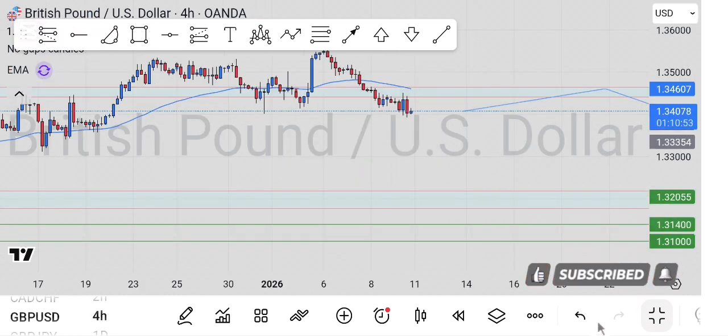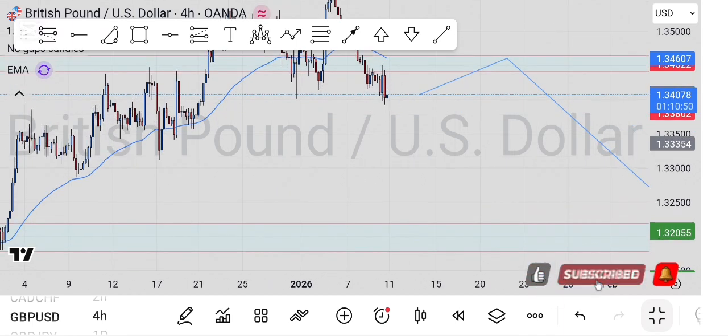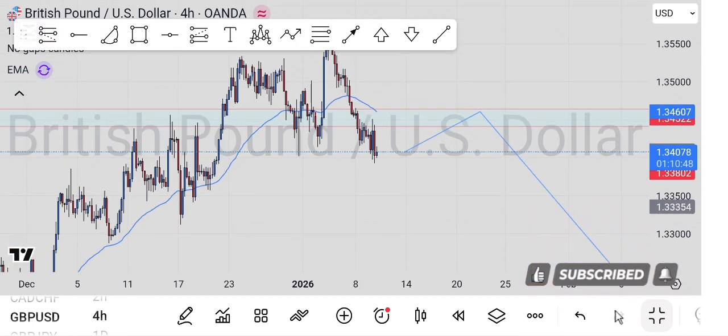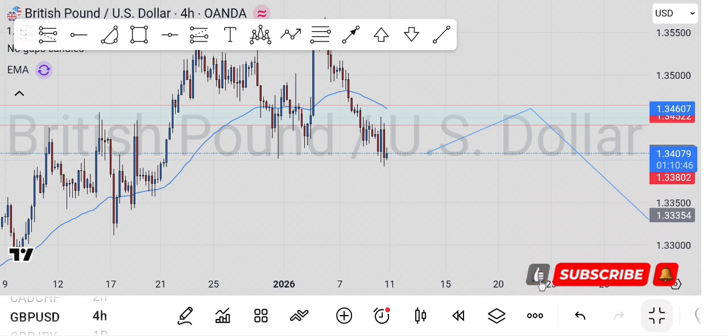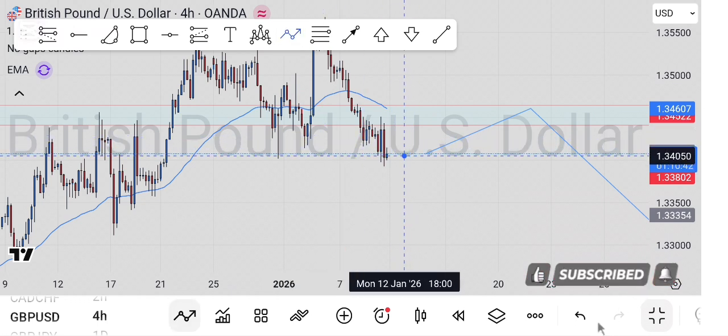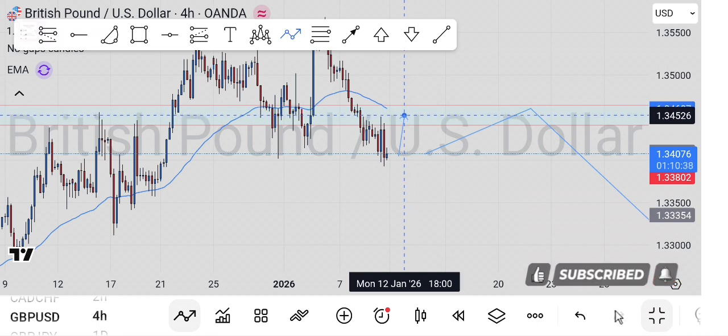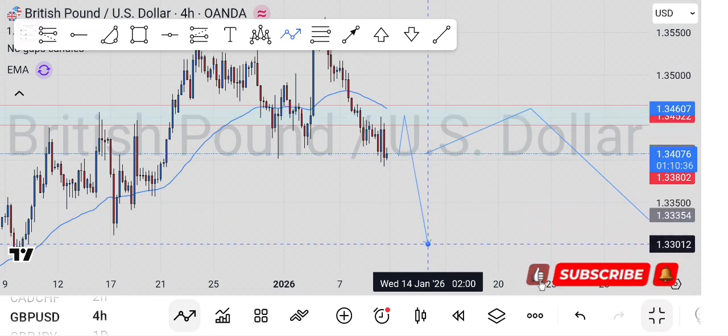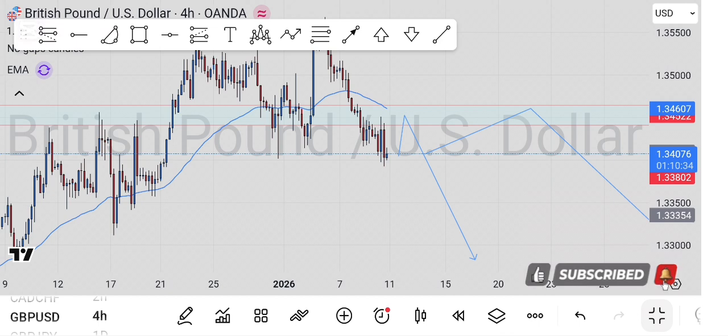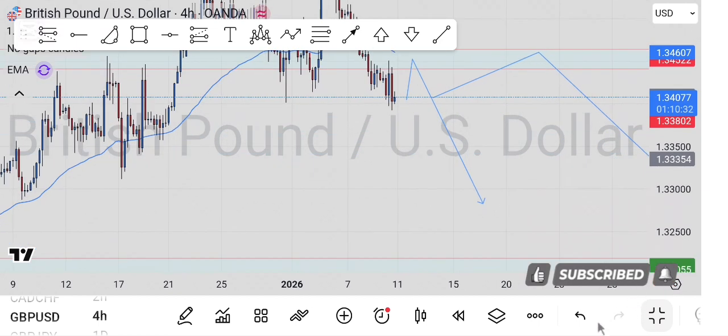On the 4 hours, we are still very much bearish. We just had a change of structure on the 4 hours. So I'll be expecting the market to retrace back to these points here, and then a reversal candlestick for me to sell this trade. But I don't know whether I'm going to be taking this trade on GBP USD.